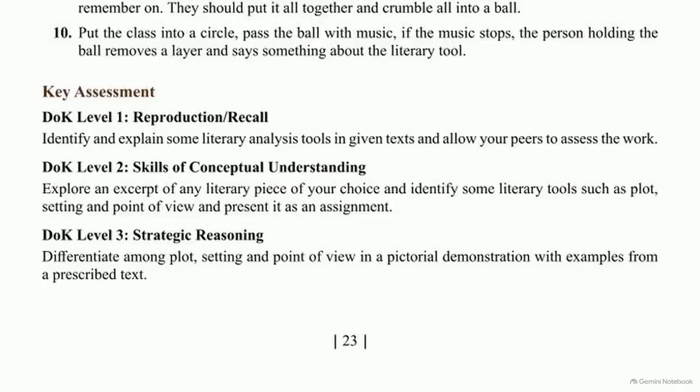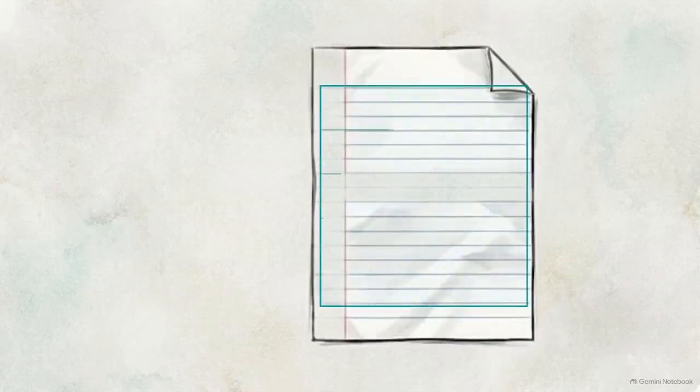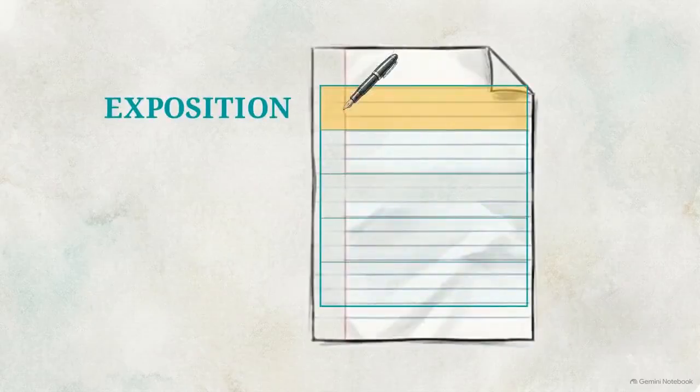You must actively differentiate among plot, setting, and point of view, using a pictorial demonstration with examples from a prescribed text. Finally, the capstone challenge for Level 4 demands extended thinking and reasoning. You will apply your knowledge of plot structure to independently write an exposition paragraph for a text of your choosing.